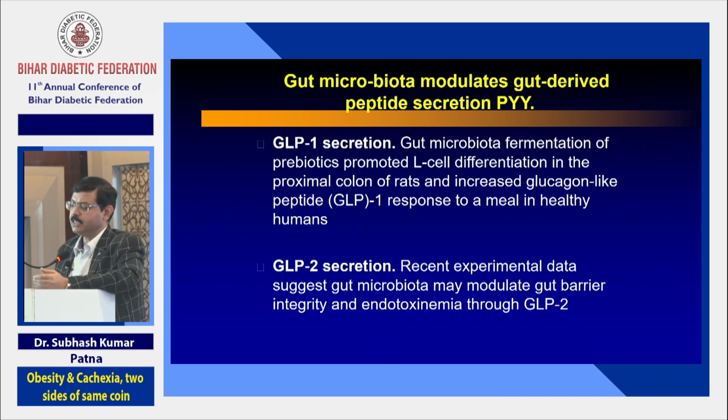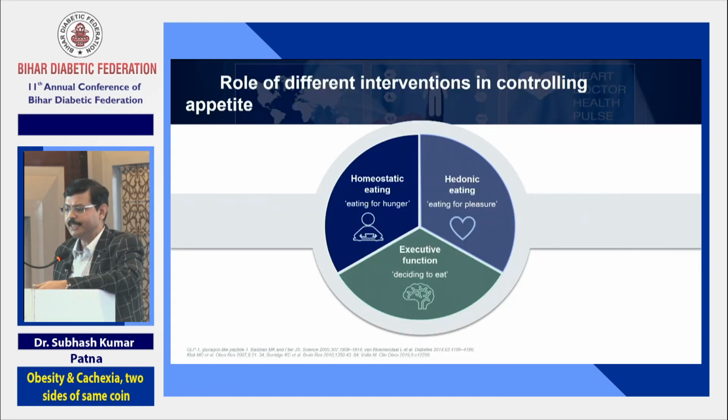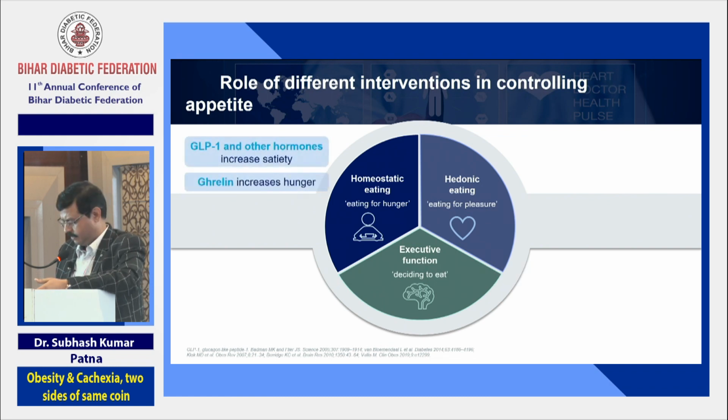So these bacteria upregulate the GLP-1 receptor at the GLP-1 secreting L cells of the intestine, which can increase or decrease the level of GLP-1 and GLP-2. So it has an impact on our obesity or cachexia. So homeostatic eating, I just discussed hedonic, and I think we have gone through this.